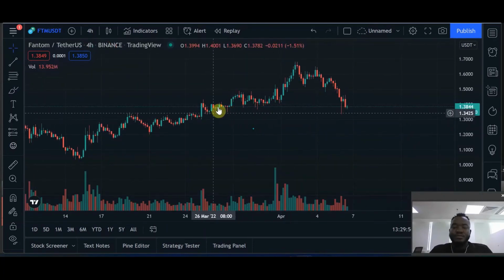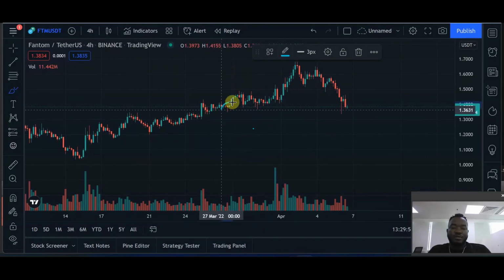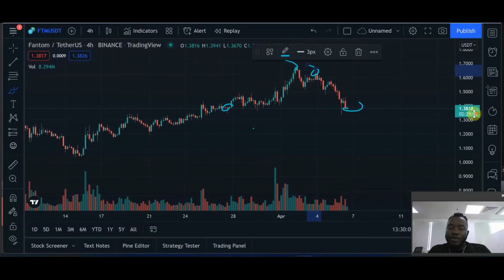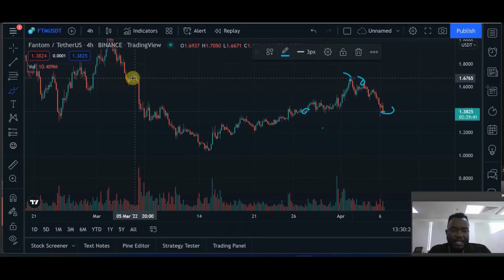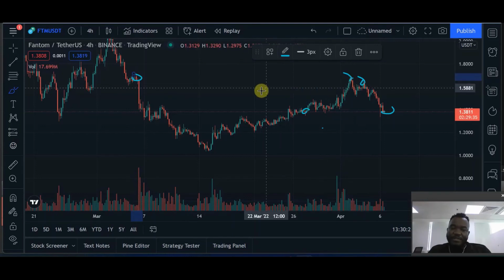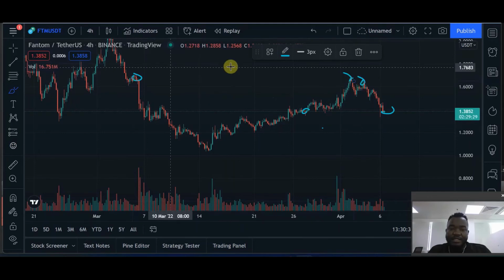Now, this is our point of interest here. 1, 2, 1, 2. Now if you minimize this chart very well, you will see that this area, here and here, has acted the same thing. Are you hearing me? Here and here has acted the same thing.